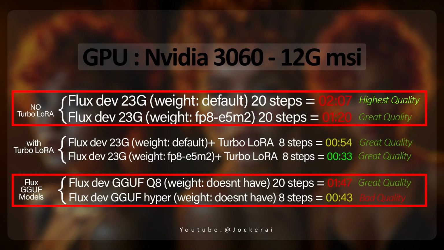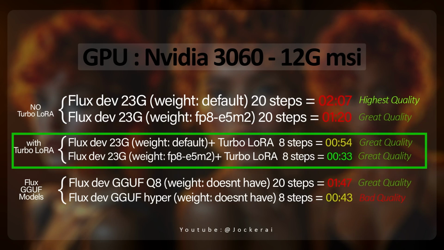You won't need them unless you have a very high-end GPU. It doesn't matter which model you use, you can generate an image in 33 seconds, which is really fast for such a large image. If I lower the size, it will take even less time.